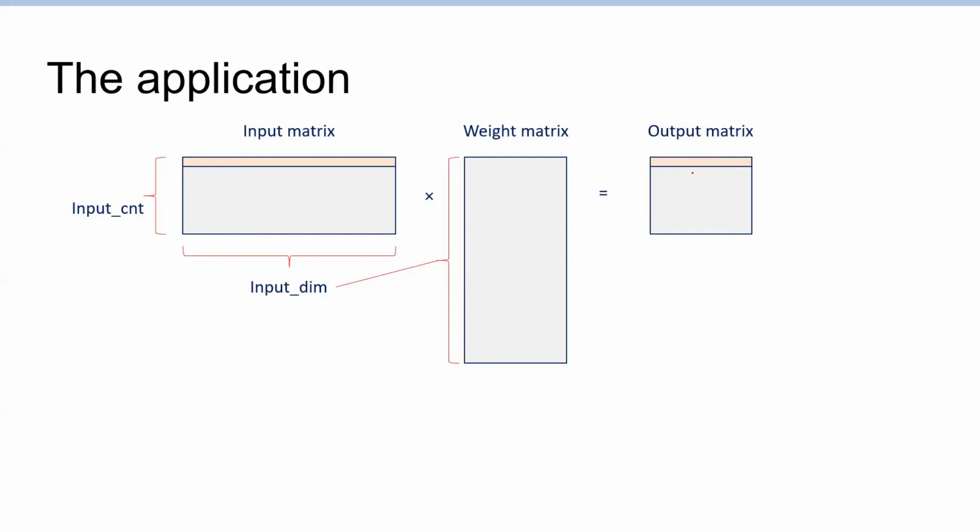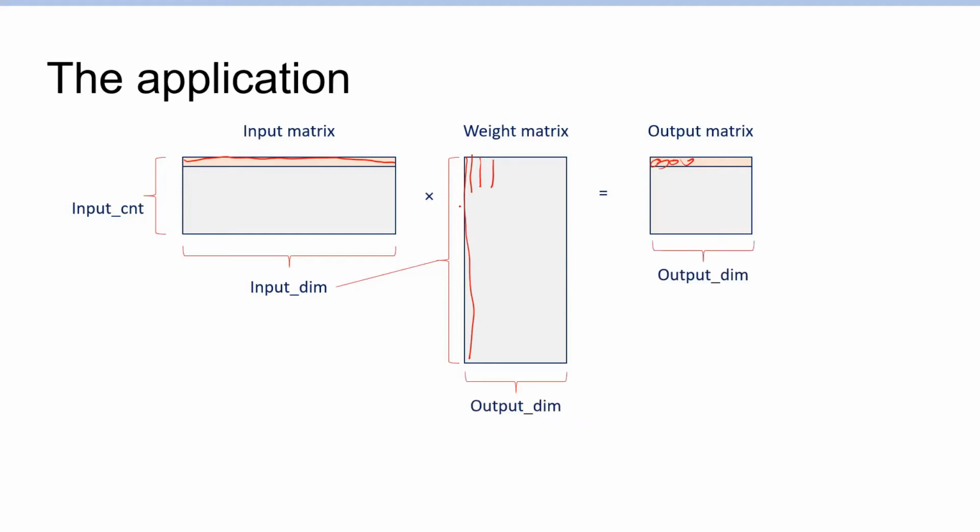Because we are multiplying the input matrix against the weight matrix, this row has to be multiplied against this column, and then this column, and then this column, and so on, to generate this value, this value, this value. As we are used to from high school level matrix multiplication. Input dim is the width of the input matrix, and it is the same as the height of the weight matrix, which should also be input dim.